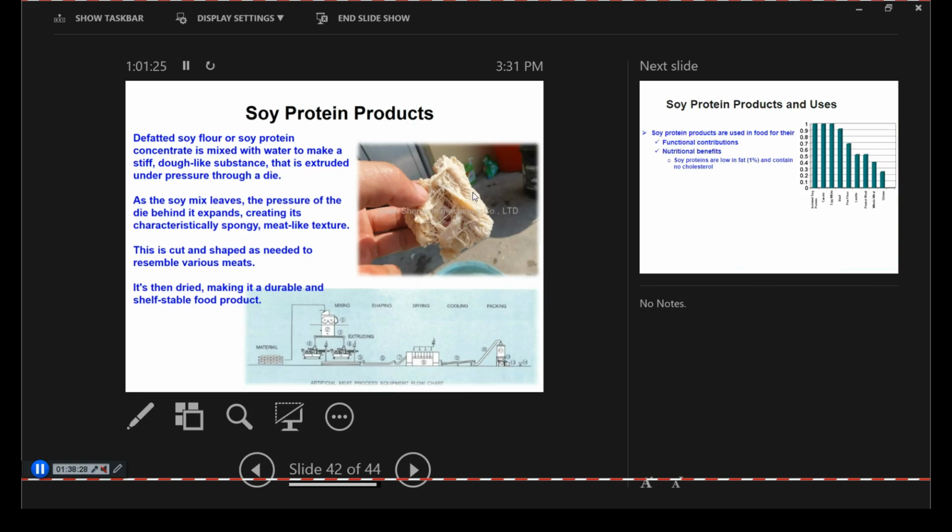You can texturize either using soy flour or concentrate. You mix it with water. Sometimes you add other ingredients like fat, for example, or starch. And then it goes through the extruder. The pressure at the die makes it expand and create a spongy meat-like structure. And you get your texturized meat-like product that gets cut and shaped and dried, cooled, and packed.